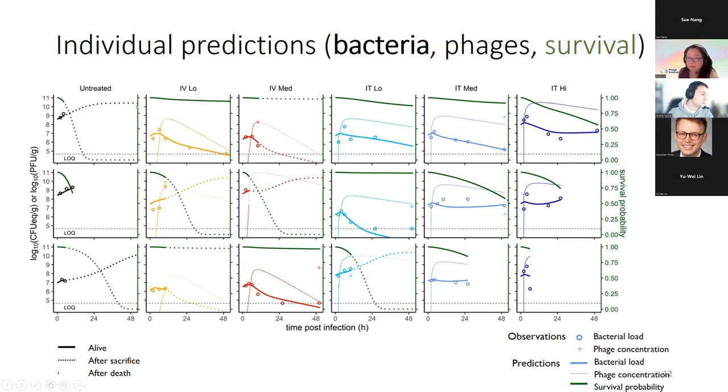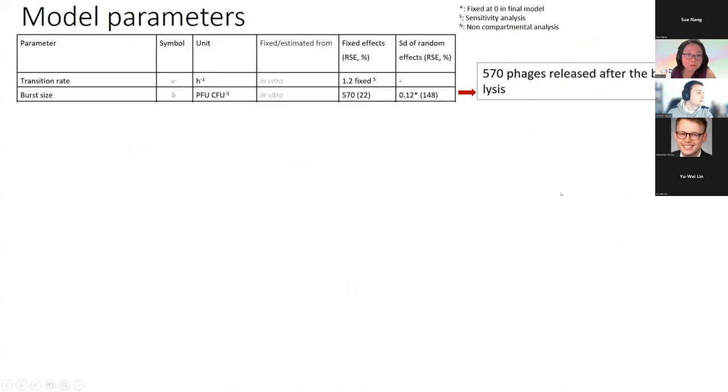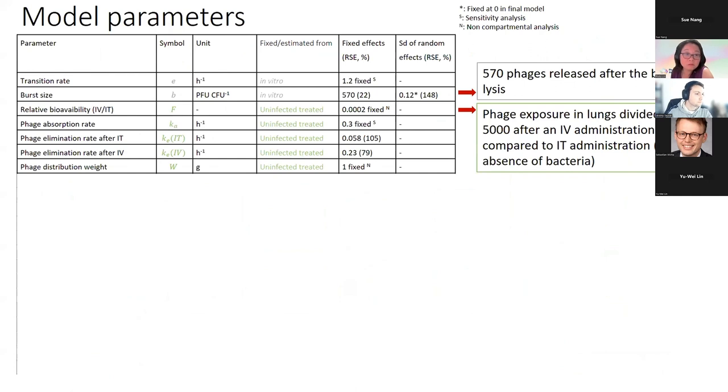And you can see that the model can recapitulate different kinds of patterns. For example, in this mouse there is a rebound due to refractory bacteria. So we estimated different parameters. From in vitro data, we had a huge burst size, with 570 phages at each lytic cycle. We know from the pharmacokinetic experiment that, in the case of uninfected mice, the phage exposure was divided by 5,000 after IV administration compared to IT.